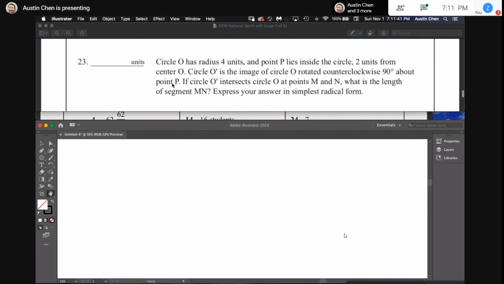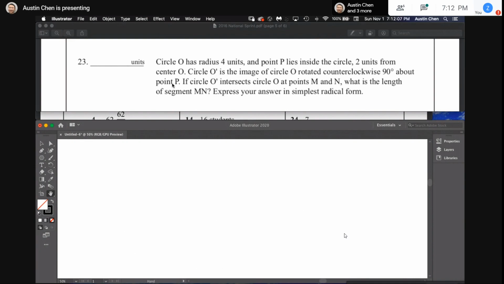Let's move on. Number 23, circle O has radius 4 units and point P lies inside the circle, 2 units from center O. Circle O prime is the image of circle O rotated counterclockwise 90 degrees about point P. If circle O prime intersects circle O at points M and N, what is the length of segment MN? Express your answer in simplest radical form.